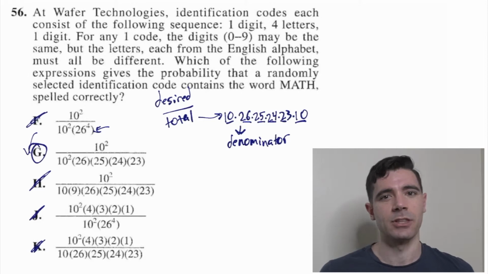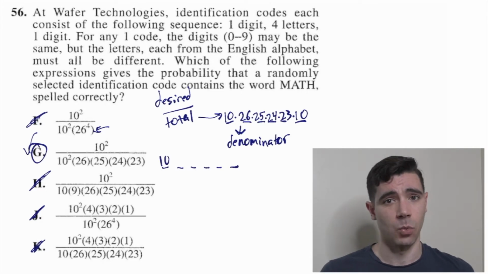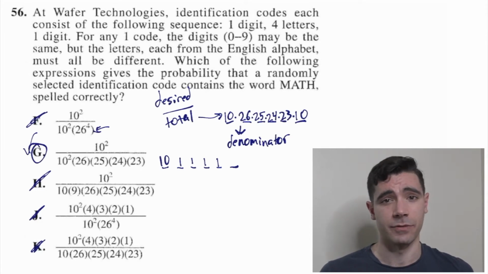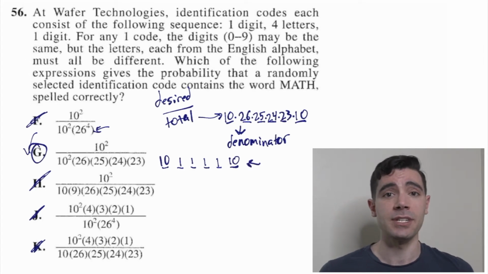But let's take a moment to think about the numerator. How many different combinations would there be that contained the word math? Well, there's no rules about the digit, so that first slot will be 10. There's only one M, so second slot is 1. There's one A, third slot is 1. There's one T, fourth slot is 1. And there's one H, fifth slot is 1 as well. Because we only had one option for those 4 middle slots. And then the last one, there are 10 digits. So if we multiply all these together, there are 10 squared different codes that would include the word math. Ugh, what do you know? That's exactly the numerator in choice G.